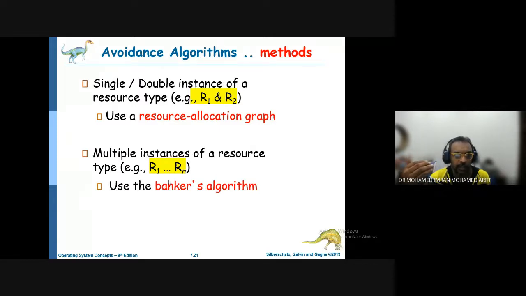If the resource is a single resource or double, maksudnya ada 1 atau 2 sahaja, then we use an algorithm called resource allocation graph. If the resources are more than one, for example R1 hingga Rn, then we use an algorithm called Banker's algorithm. So today we are going to learn about the resource allocation graph and Banker's algorithm.